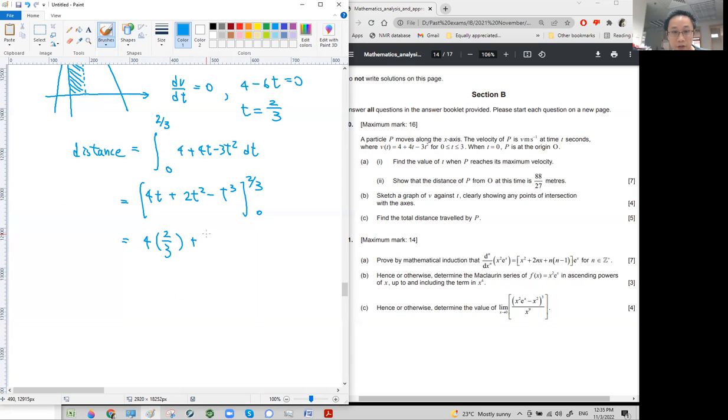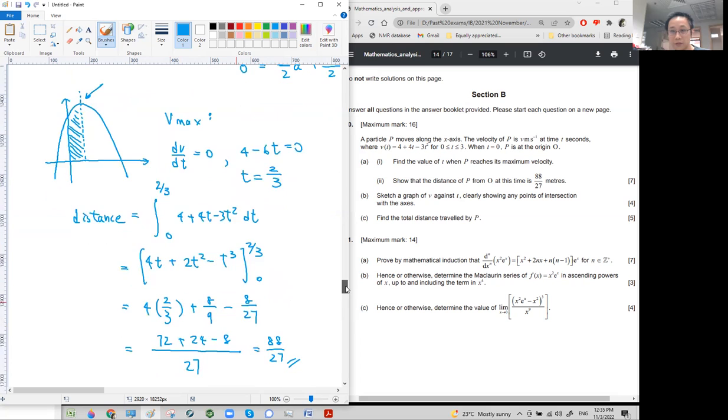But here I just have 8/9 minus 8/27, and have a common denominator of 27, I guess. So 4 times 2 times 9, 72, plus 24 minus 8. So I do get the 88/27. And then sketch a graph of V against t, and I've already done that before.